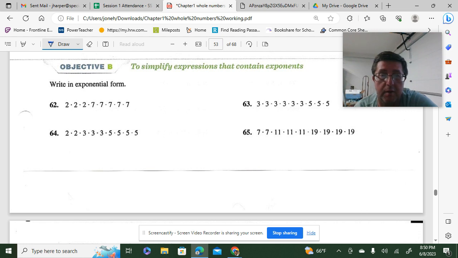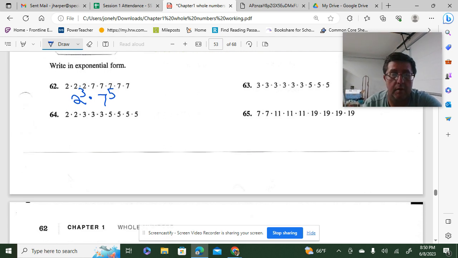Okay, so write each in exponential form. So how many 2's are we multiplying? 1, 2, 3. So we write 2 to the third power. Now, how many 7's are we doing? We're still going to multiply. 1, 2, 3, 4, 5. So 7 is our base and 5 is our exponent. Just do that on all of these. Now you can figure it out. You can go 2 to the third times 7 to the fifth, and it works.